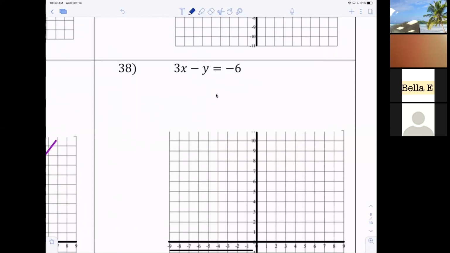Negative. I got it. No. All right, thank you, Jake. Someone new. What do I have to do? Divide by 3. What? Jake, we're not dividing.